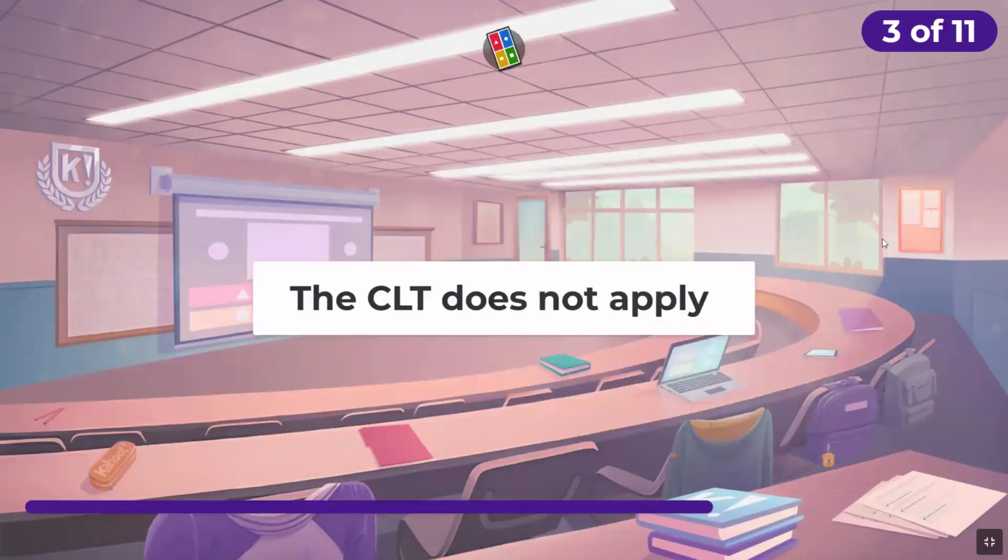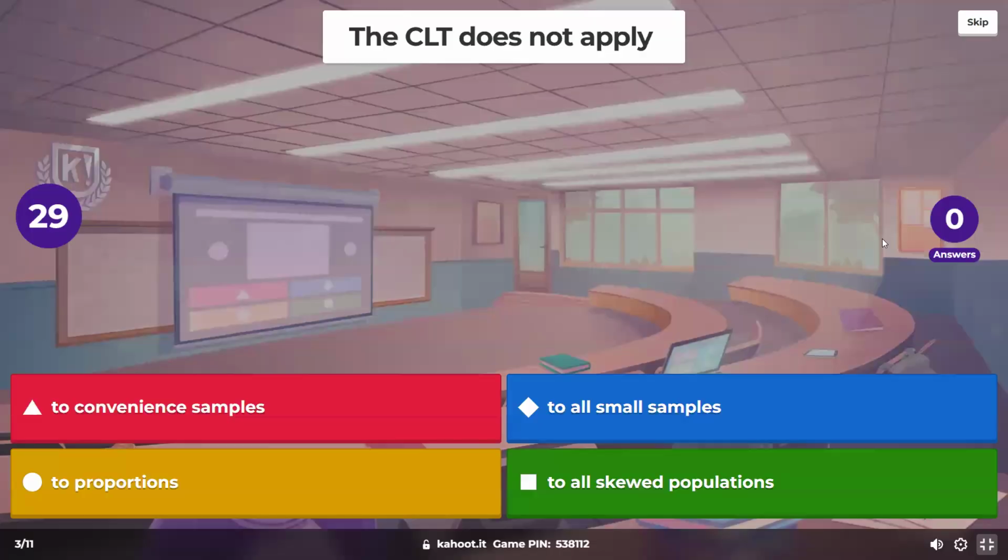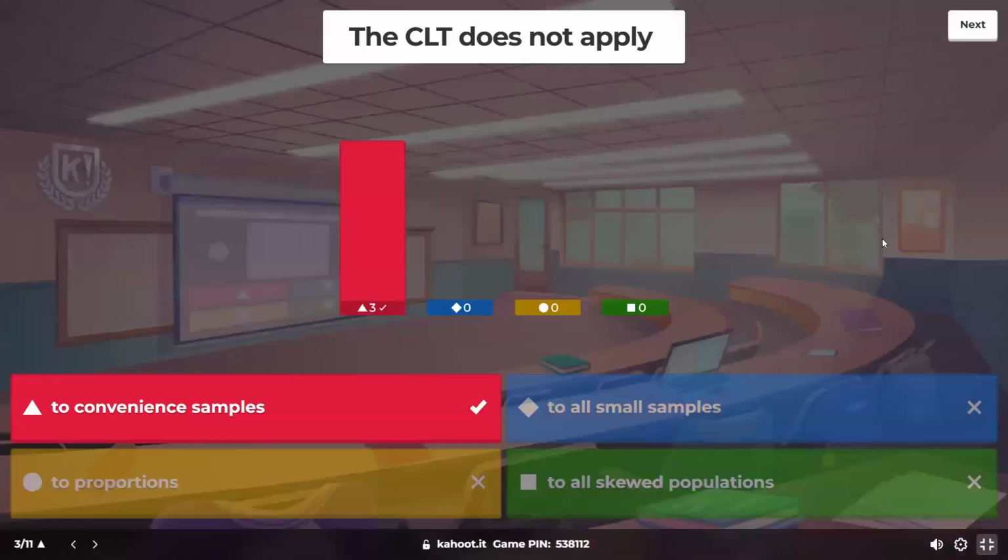Okay, the central limit theorem does not apply: convenience samples, proportions, all small samples, all skewed populations. Where does it not apply? Good. All three of you got the right answer. Convenience samples. Using a convenience sample, that's not a random sample. That's not kosher. We're not using any of this stuff in statistics here.